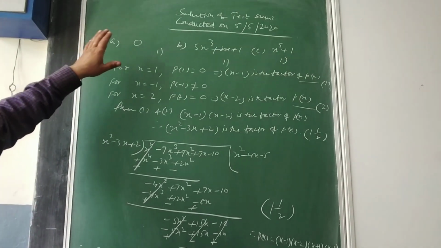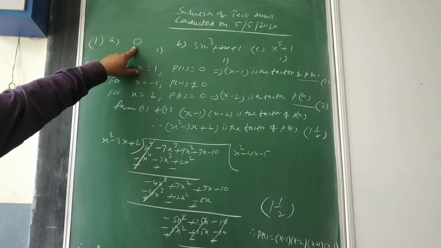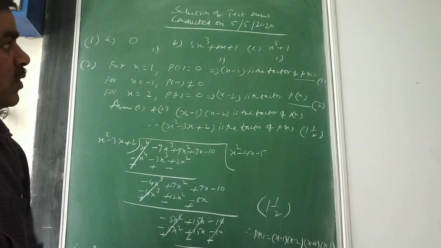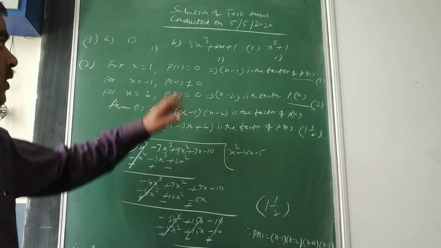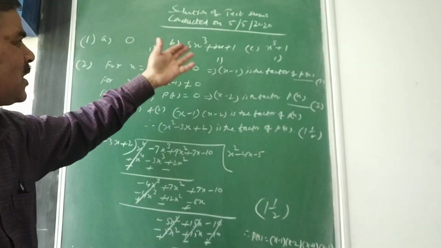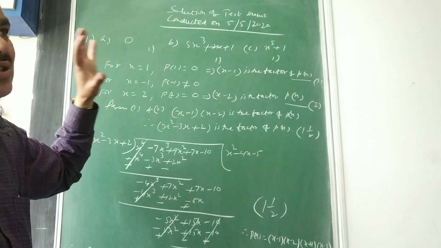You were supposed to give an example of a zero polynomial, so that is 0 only. And then the second part was you have to give an example of a cubic polynomial. So you make it clear, I have written here 5x cube plus 2x plus 1. Not necessarily whatever I have written, that can only be the example. Cubic means degree should be 3.